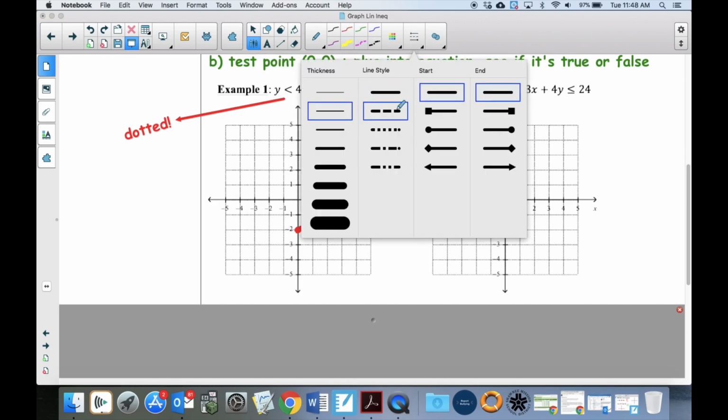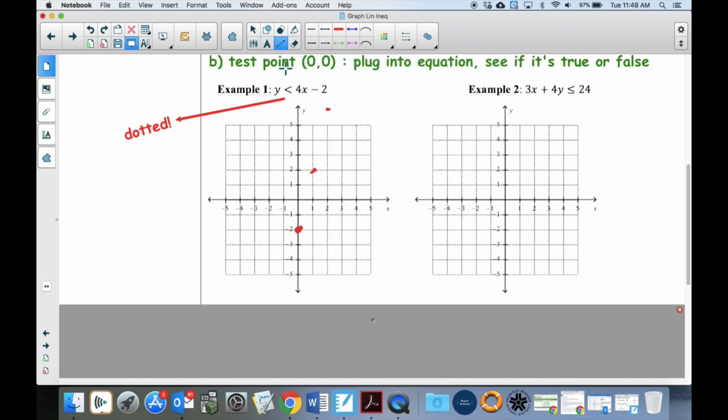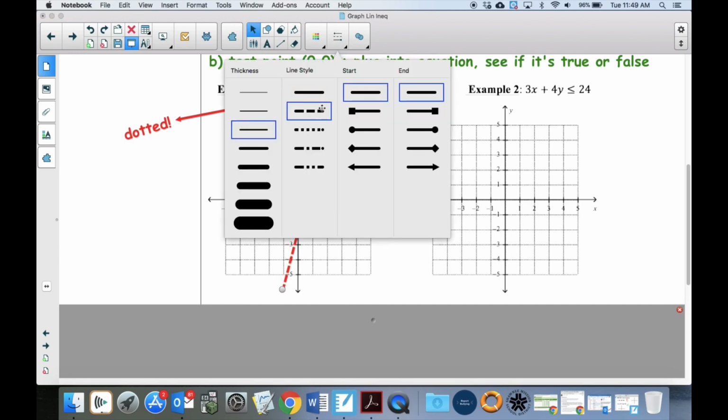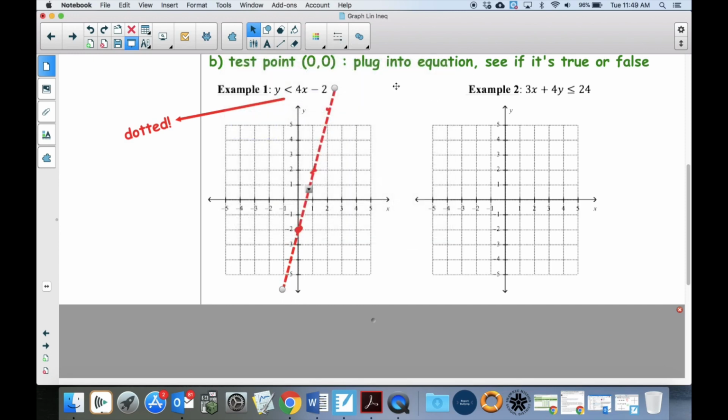This time, when we draw our line, we need to make it a dotted line. That's what that less than means. So I'm going to use my drawing tool. Oh, and it didn't make it dotted. I can make it dotted though. You should probably use a straight edge of some sort just to make sure that you've got a good line in there. But I am going to make mine dotted. So there's my dotted line.